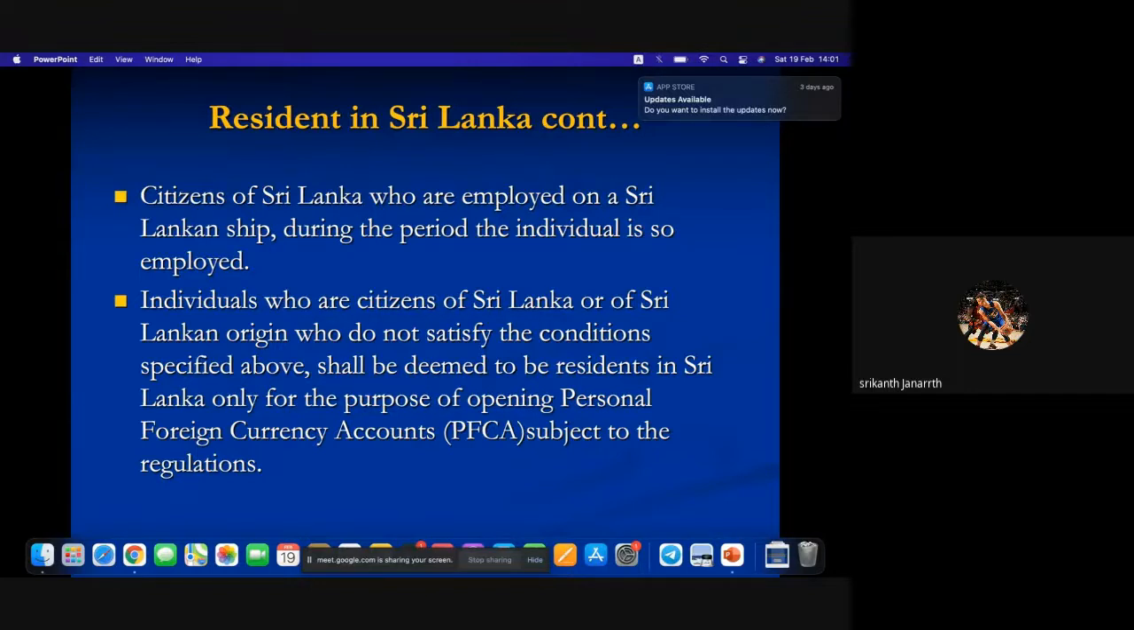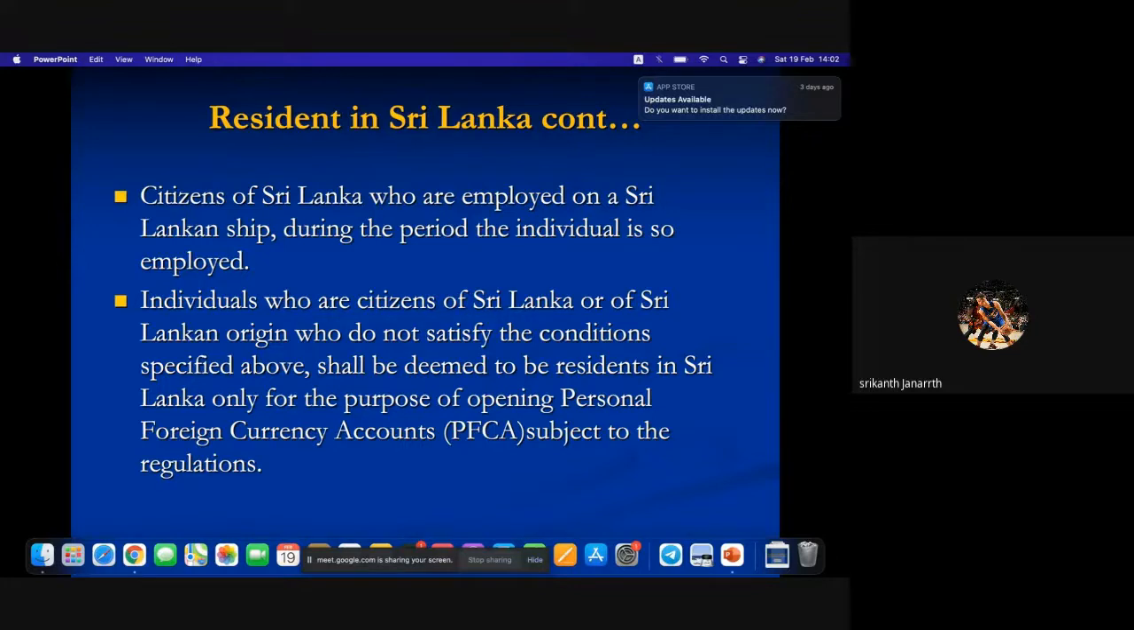Now that particular person, since he is of Sri Lankan origin, just to open the PFC account, the central bank suggested. Actually, that person is a non-resident, right? For the opening of a PFC account, the central bank has given permission to treat that particular person as a resident only to open the PFC account. So only to open the personal foreign currency account we are treating him so, but not in other terms. He is totally a non-resident because he is not here in Sri Lanka. He has been in Australia, though he is of Sri Lankan origin.